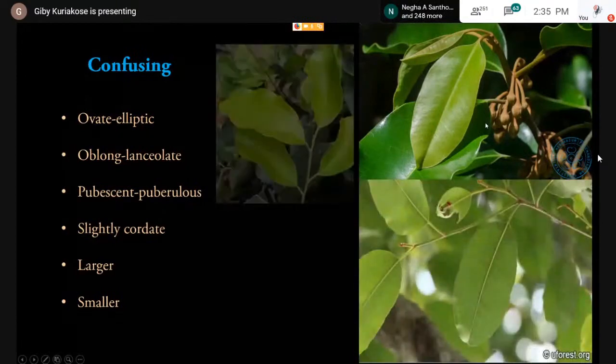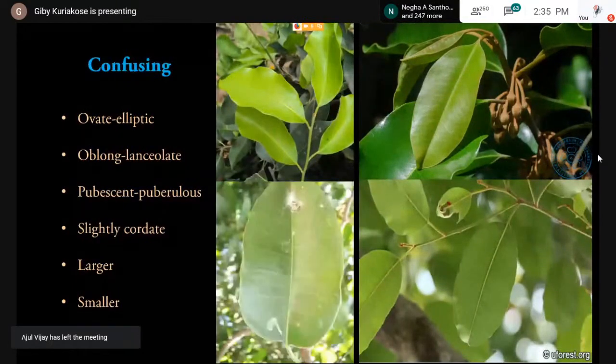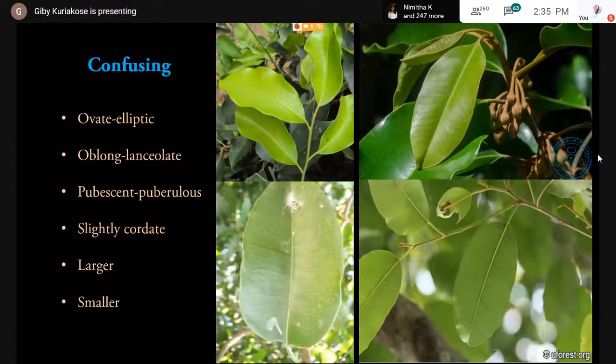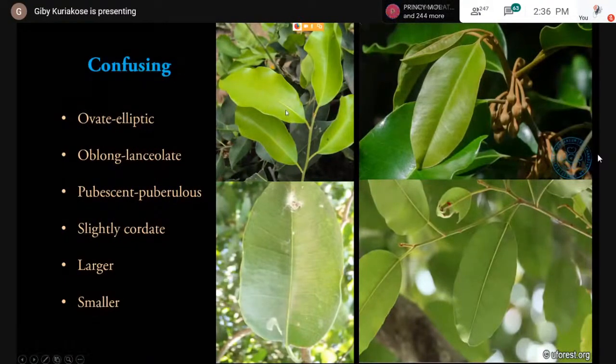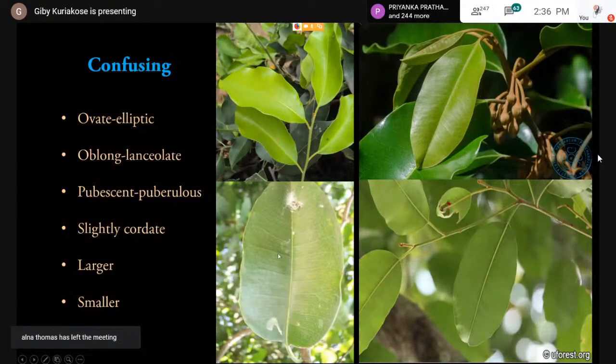Another thing is that you look at these pictures. All these pictures I have taken from the Mimosa species plant, a common plant. But look at the shape of the leaf. We don't know whether it is ovate, or whether we should put it in elliptic, oblong, whatever it is. And look at this plant.